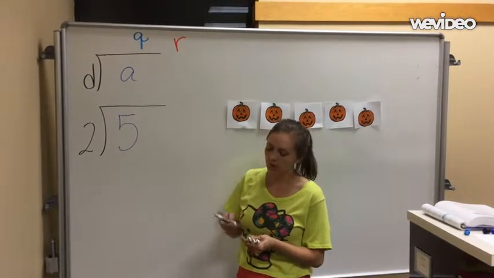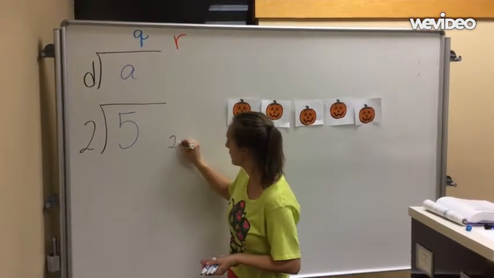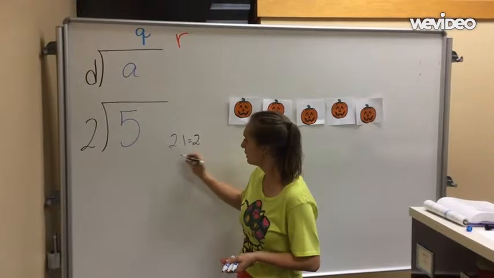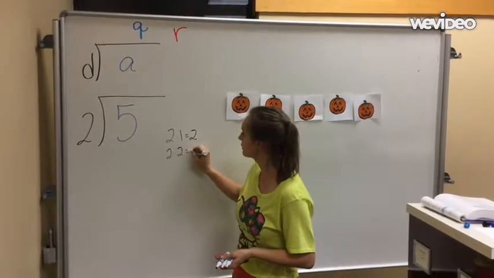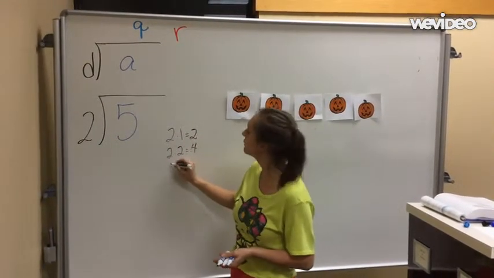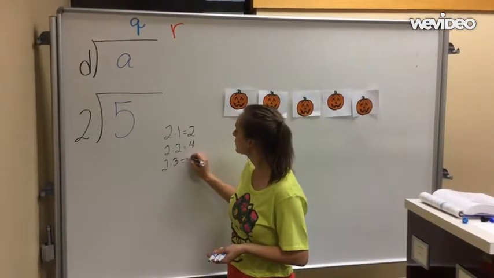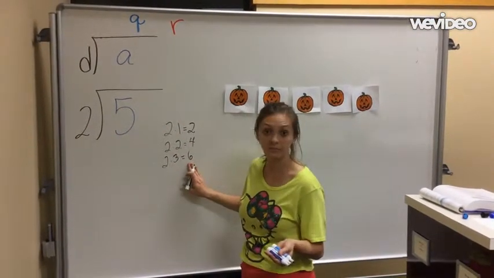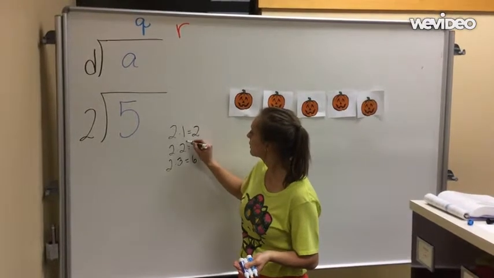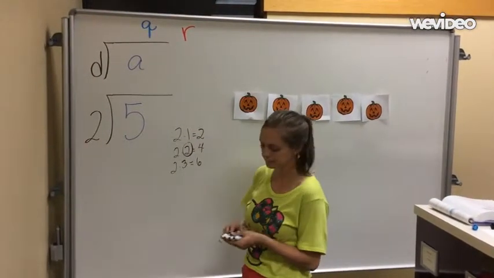Well, if we know our times tables, we know that 2 times 1 equals 2, and 2 times 2 equals 4. We're getting really close to 5. 2 times 3 equals 6. Whoops, that's bigger than 5. So it looks like this is going to be our best bet.